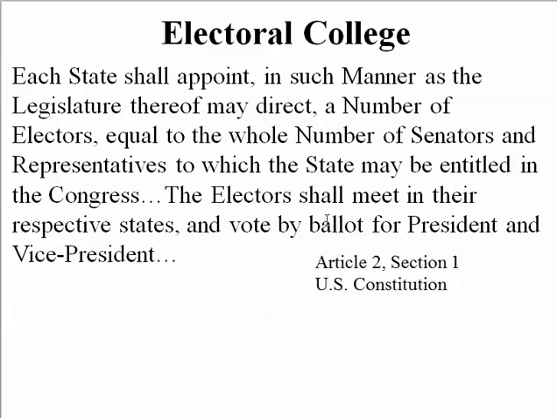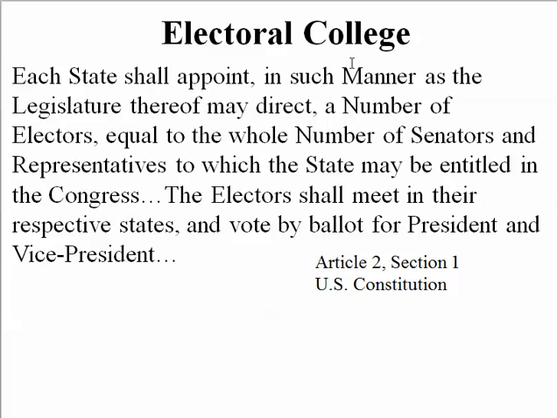In the Constitution, under Article 2, Section 1, which was then amended with the 12th Amendment, our founding fathers wrote: each state shall appoint, in such manner as the legislature thereof may direct, a number of electors equal to the whole number of senators and representatives to which the state may be entitled in the Congress. The electors shall meet in their respective states and vote by ballot for president and vice president. And that's Article 2, Section 1.